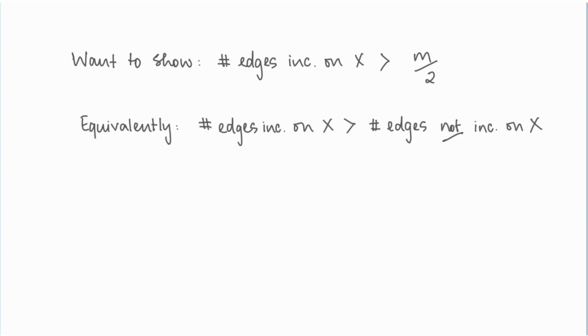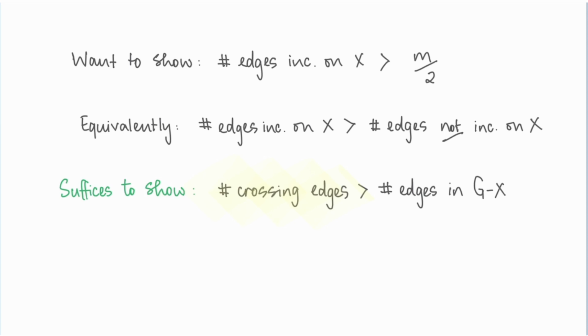So this is the same as trying to show that the number of edges incident on X is strictly more than the number of edges which are not incident on X. That will say that these edges account for more than half of what is available. Now the first thing we said is that it's enough to just focus on the crossing edges. So we will in fact show that even if you just had the crossing edges, they alone account for more than half of the total number of edges.